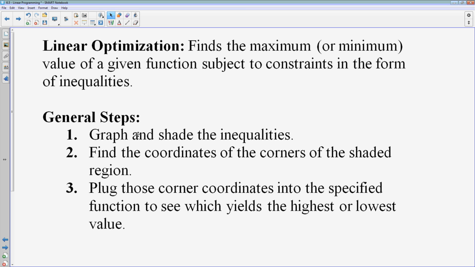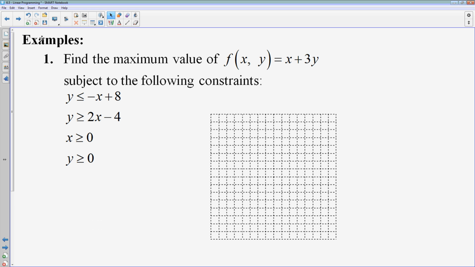You find the corners of that region, and then you plug those corners into the function that you want to maximize or minimize, depending on whether you want the max or the min. So here's a problem that says find the maximum value of this function. This equation is where you plug the corners. Plug your corner coordinates here.